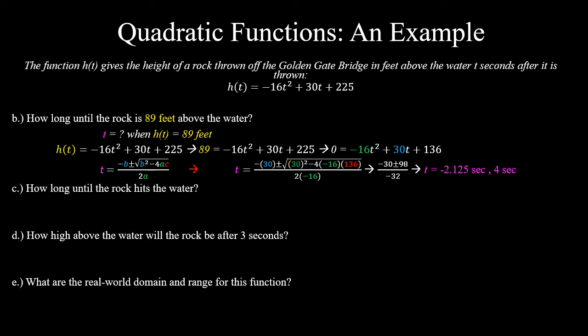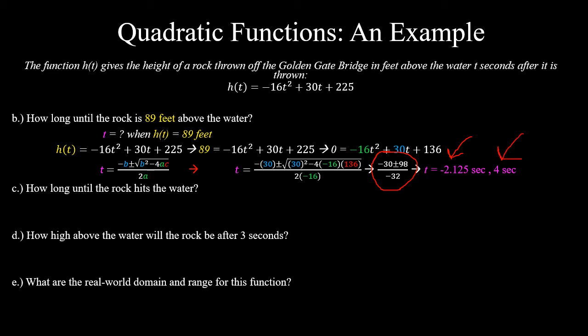When you start with this problem, you're going to be dealing with the stuff underneath the square root. You start with the 30 squared minus 4 times negative 16 times 136, and then take the square root of that. That gives you t equals negative 30 plus or minus 98, divided by negative 32. If we do negative 30 plus 98 divided by negative 32, that gives us t equals negative 2.125 seconds. And if we do negative 30 minus 98 divided by negative 32, that gives us t equals 4 seconds.